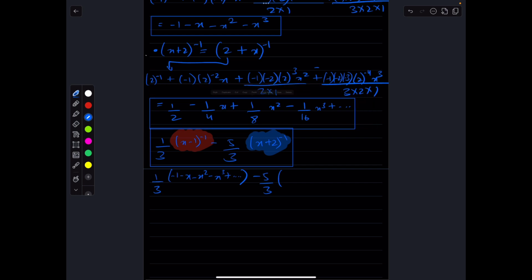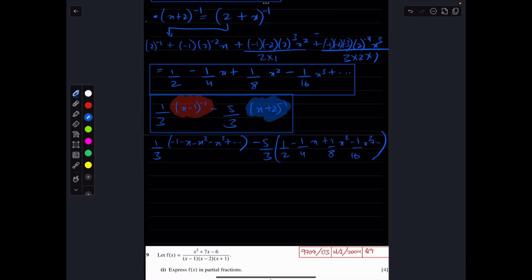Alright, so this would turn out to be half minus 1/4 x plus 1 over 8 x square minus 1 over 16 x cube plus and so on. And then once I have this, I just expand each of these terms separately. So this is the expansion of the first bracket up to x cube, and then the expansion of the second bracket looks something like this, and a minus 5 over 24 x square, then a plus 5 over 48 x cube plus so on.